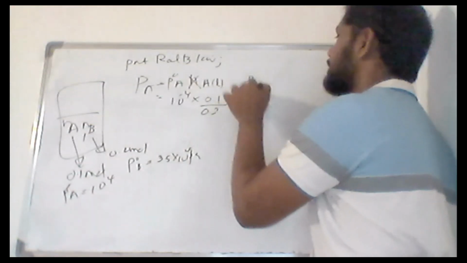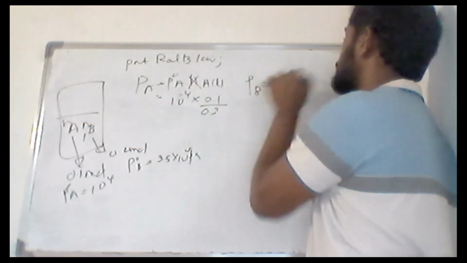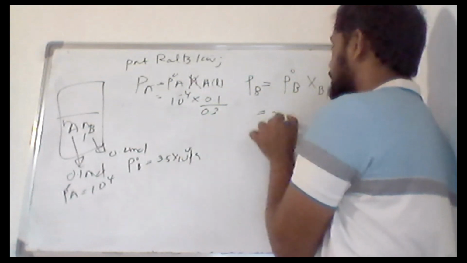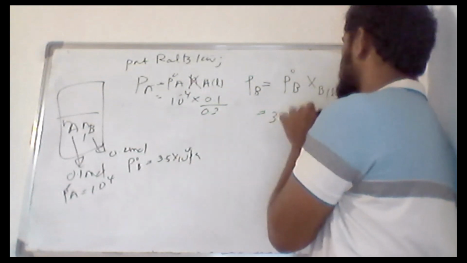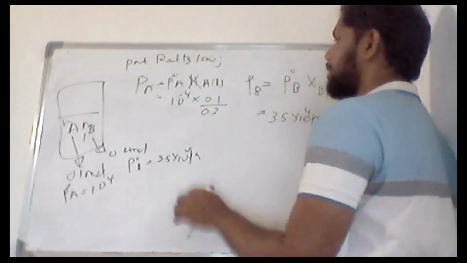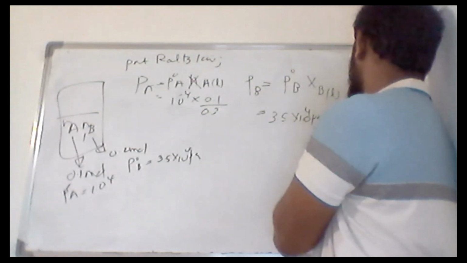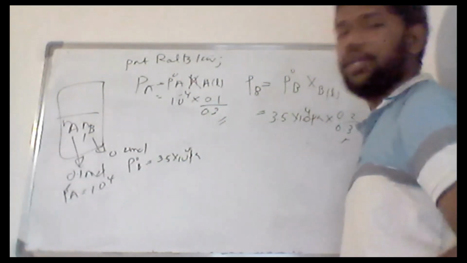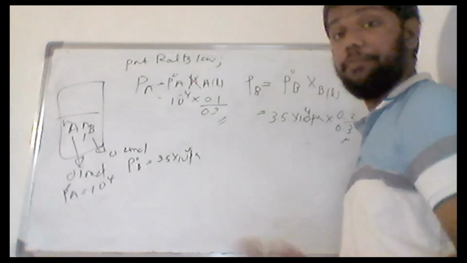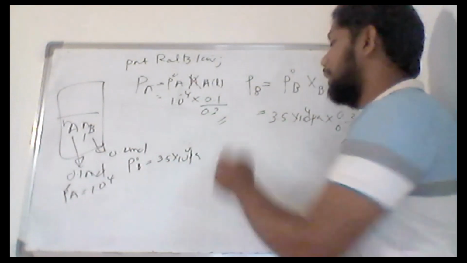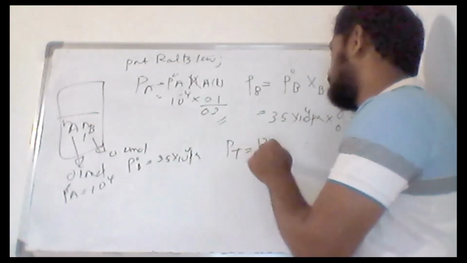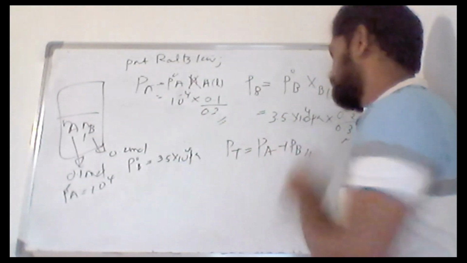So this is PA. In the same way, you can calculate PB, which is P naught B times XB in the liquid. P naught B is given as 3.5 times 10 to the power 4 Pascal times XB, which is now 0.2 over 0.3. Using this one and this one, you can calculate the partial pressures, and you need to calculate PT, the total pressure, in the next step. You just need to add PA plus PB. So this is a straightforward calculation.